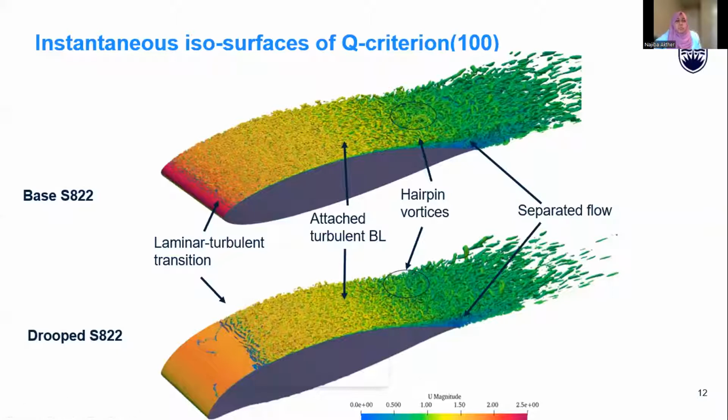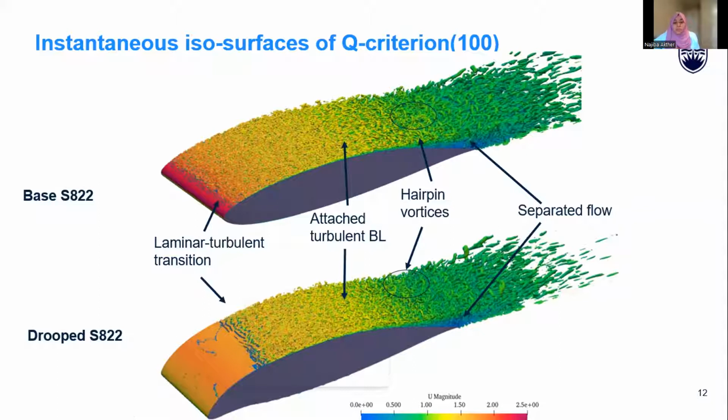The instantaneous isosurface of Q criterion colored by U magnitude is given here. So it basically demonstrates the three phases of our flow development. At first, the laminar to turbulent transition phase is identified. For the base airfoil, it is near the leading edge, whereas the droop case has the transition phase downstream of the leading edge. Then we have our attached turbulent boundary layer as marked in the slide.